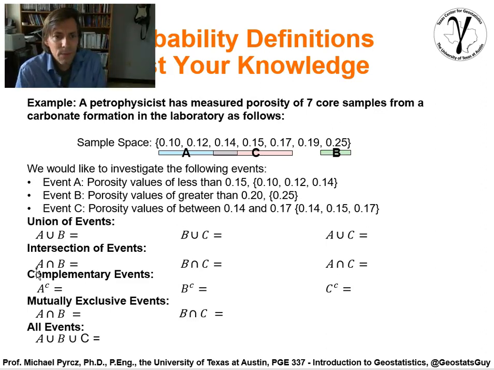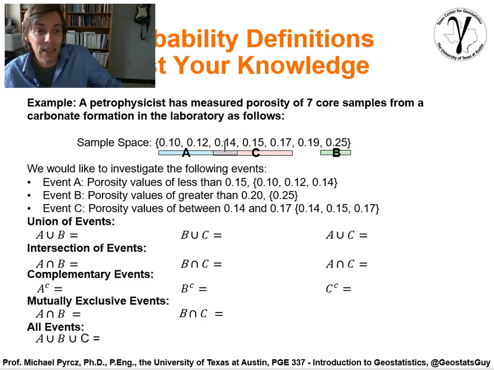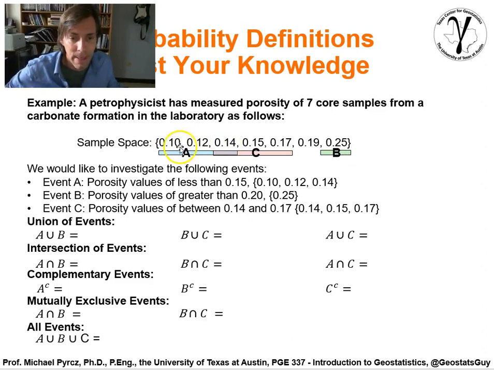Now, a very nice way to work this out as we're talking about intersections and unions is to go to a specific example. We'll give ourselves a very small data set. In that data set, the petrophysicist has measured porosity on 7 core samples from a carbonate formation in the laboratory as follows. So this set, 1, 2, 3, 4, 5, 6, 7, are 7 samples that have been conveniently ordered in increasing order. And so we have our multiple samples shown here.